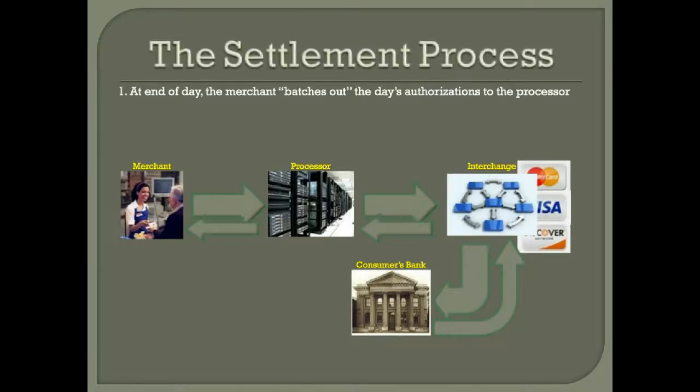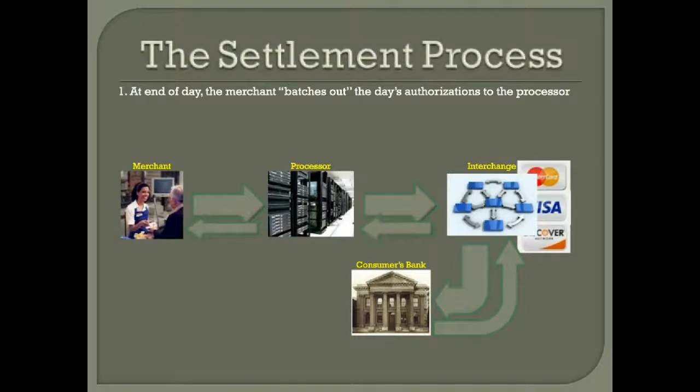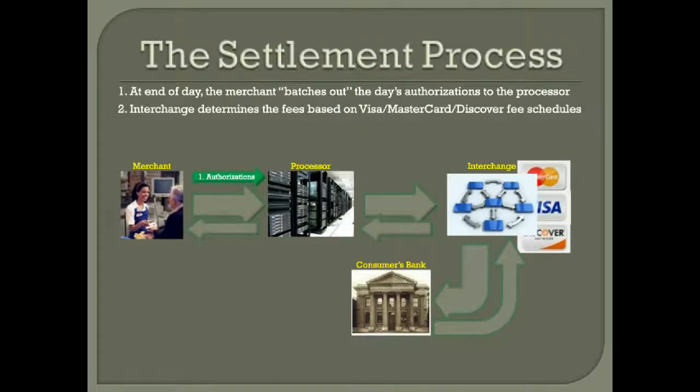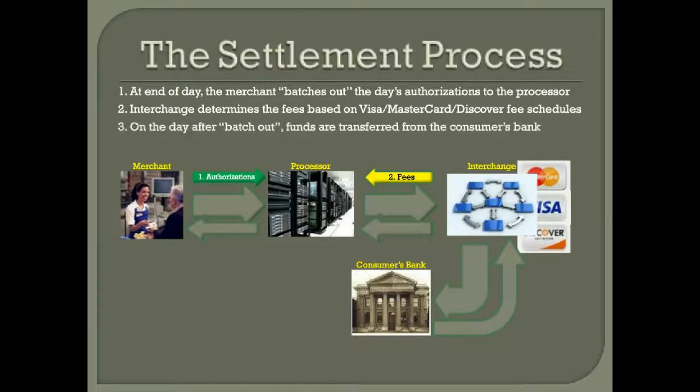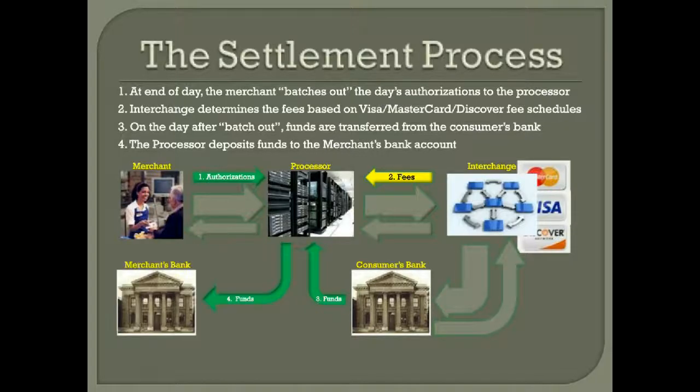When the merchant closes out at the end of the day, the day's authorizations are sent to the processor. Visa, MasterCard, and Discover rates and fees are determined by Interchange for each transaction. On the next banking day, funds are transferred through the ACH network from the consumer's bank to the processor and from the processor to the merchant.